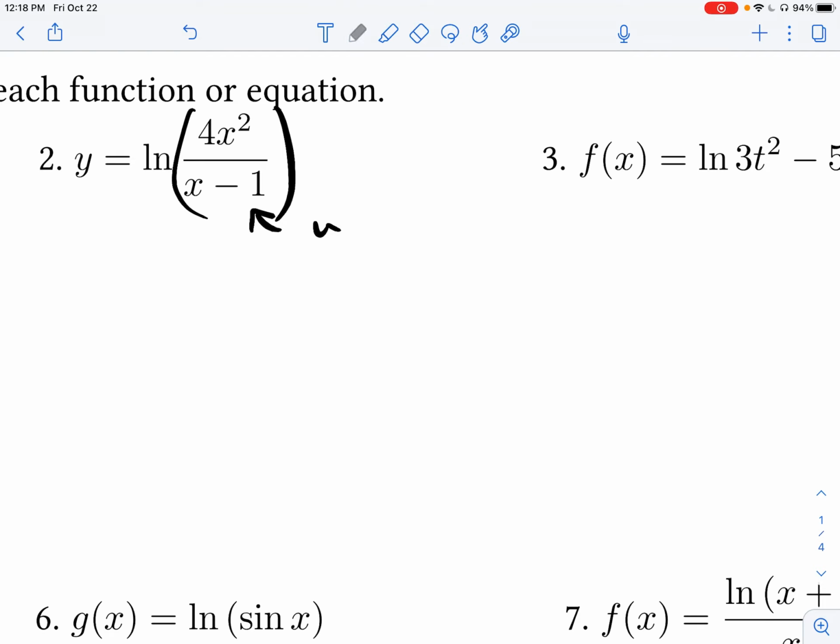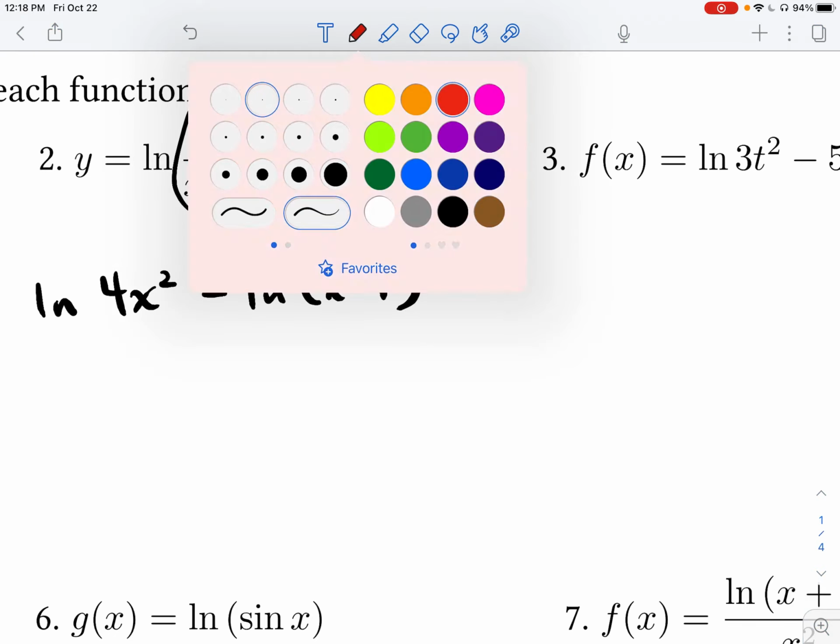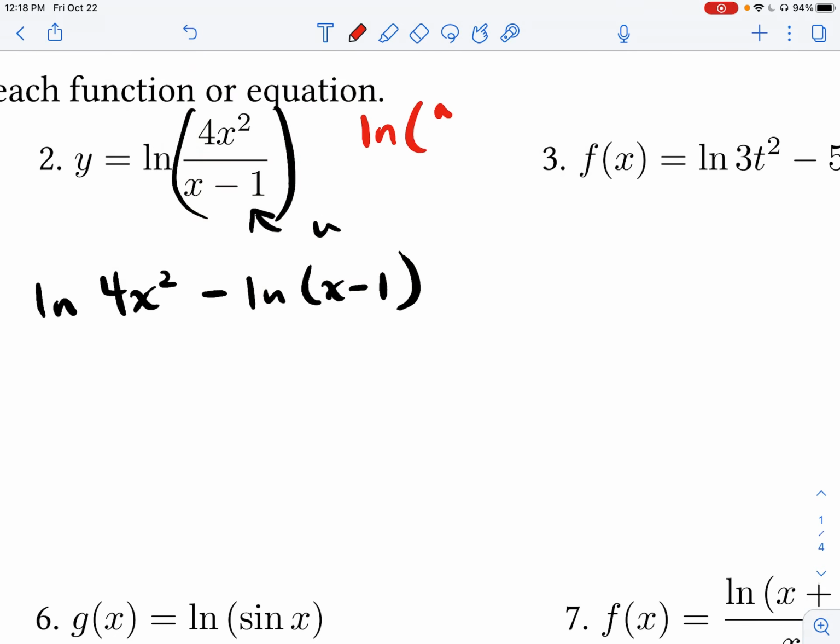And the answer, hopefully you saw, is absolutely. If I actually use my logarithmic properties and rewrote this as the natural log of 4x squared minus the natural log of x minus 1. Remember the log property that says ln of a over b is equal to the natural log of a minus the natural log of b. This is a logarithmic property. If that's the case, this becomes so much easier.